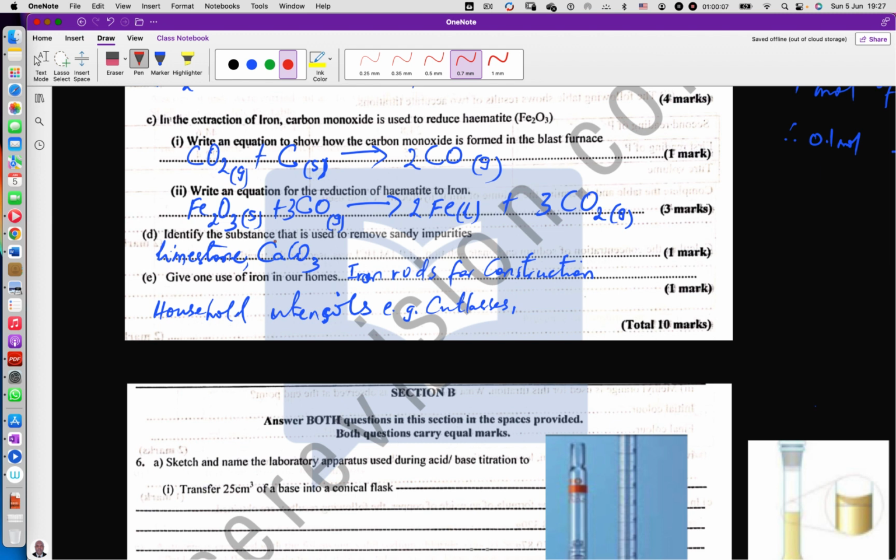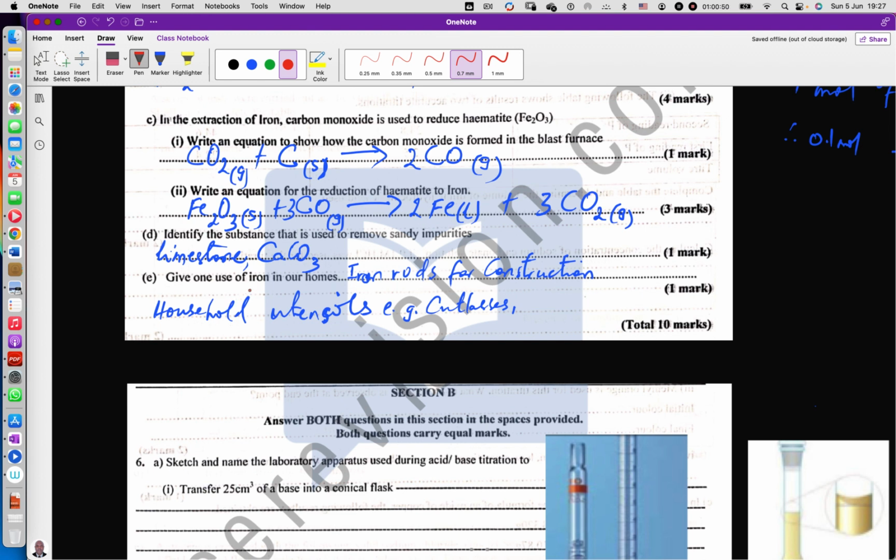Now identify the substance that is used to remove sandy impurities. The substance that is always used to remove these sandy impurities here is limestone. Limestone will remove all the impurities. It also removes impurities like silicon dioxide.